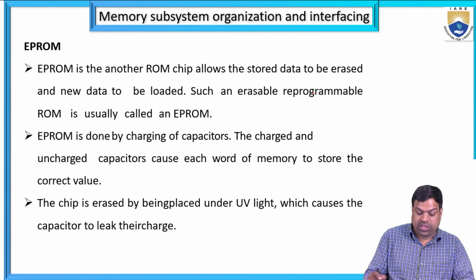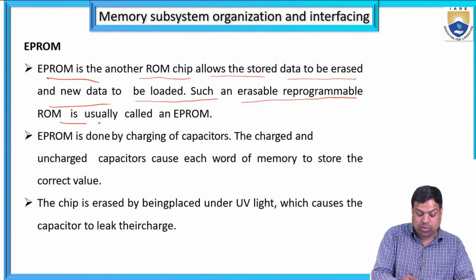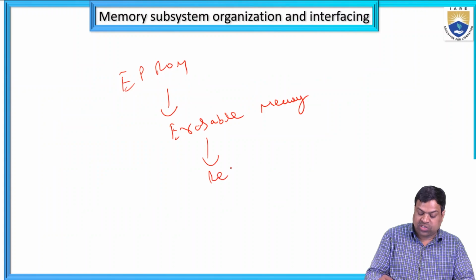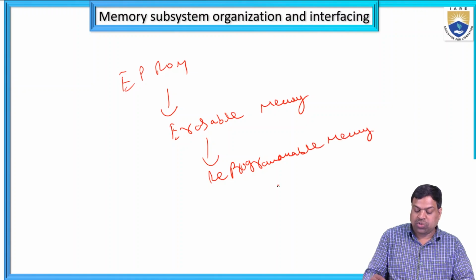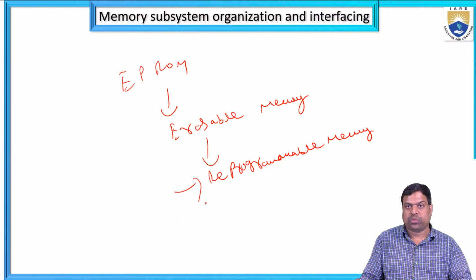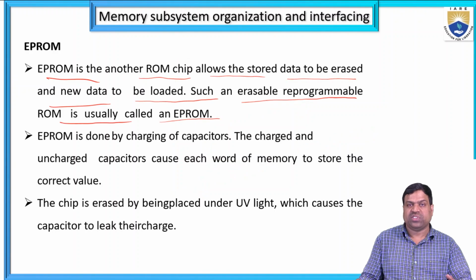It is an erasable memory. Another ROM chip allows the stored data to be erased and new data to be loaded, such as erasable reprogrammable ROM, usually called an EPROM. It is used as reprogrammable memory. Suppose one program is saved in the memory. I have to remove that program and replace it with another program. That is reprogrammable, that is called erasable memory. So it is possible with EPROM.